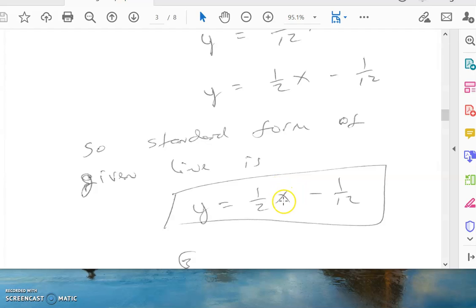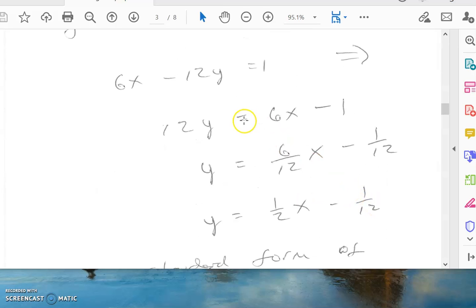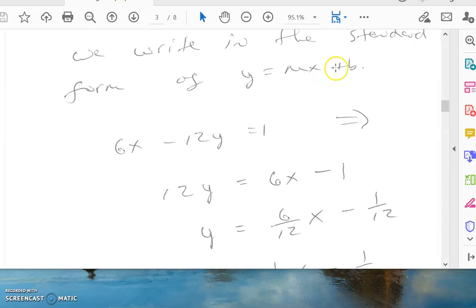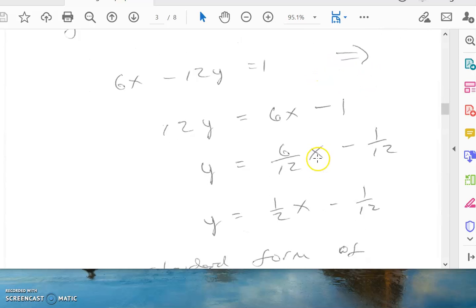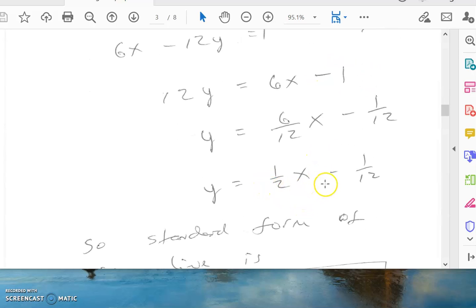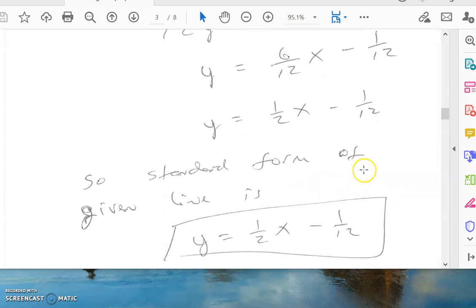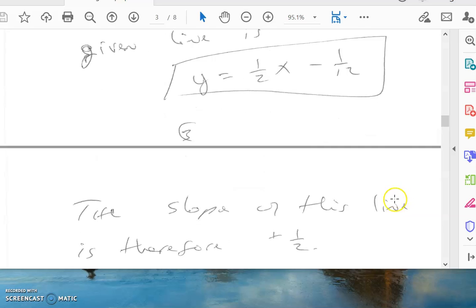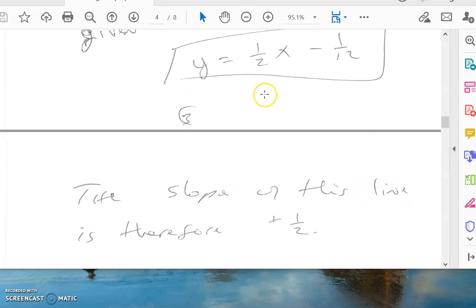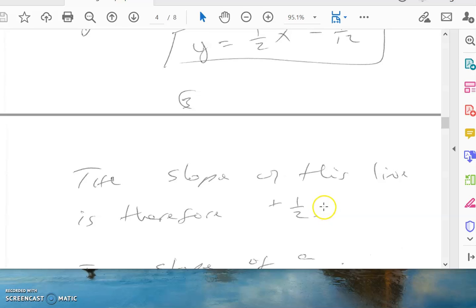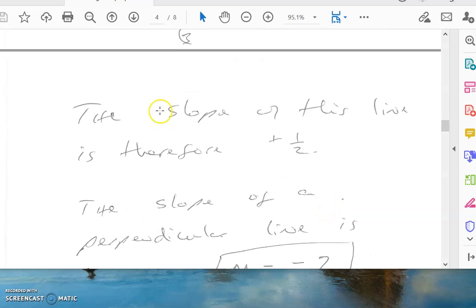Now, to be really, really precise, I would write this as 1/2 x plus -1/12, because the standard form is mx plus b. So 1/2 x plus a -1/12. Here's my b, here's my m. So mx plus -1/12. Okay, so that's the standard form. The slope of this line is what? Here it is, 1/2. So the slope is positive 1/2.